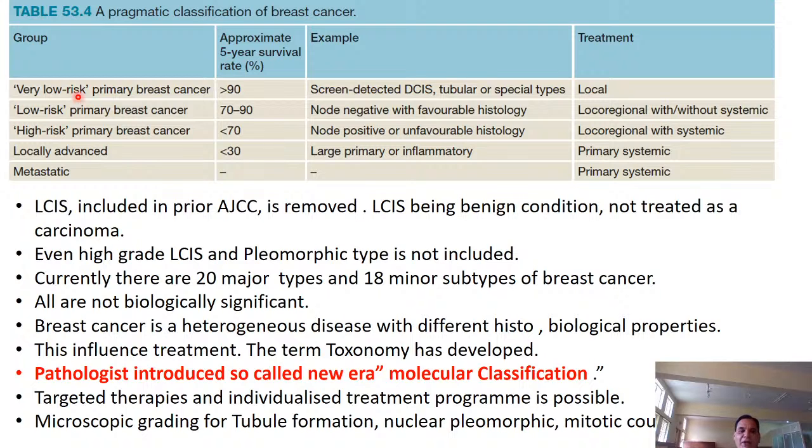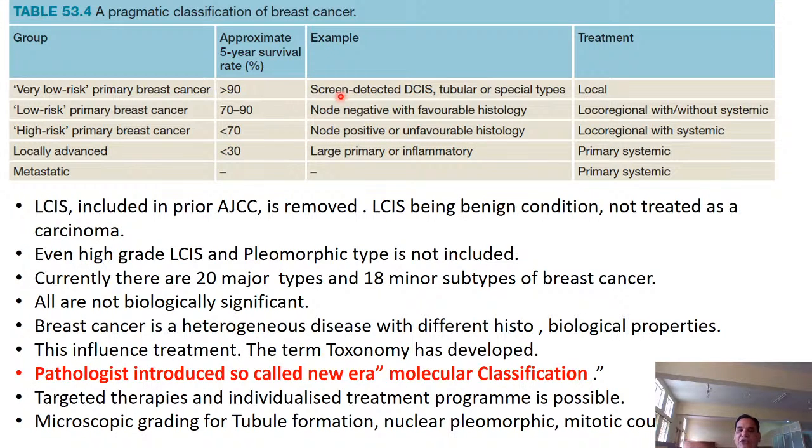So primary, that is very low risk, primary breast cancer, more than 90% chance of 5 years survival. Low risk, 70 to 90%. High risk, if you call it high risk, less than 70%. And locally advanced has got less than 30%. And metastatic, you cannot assure anything.